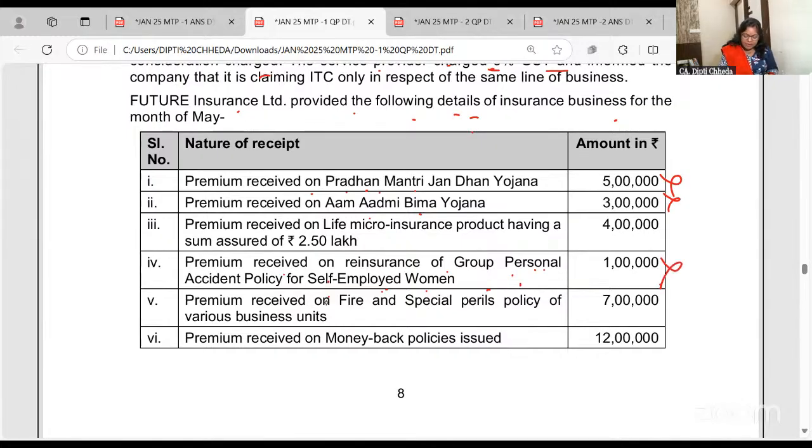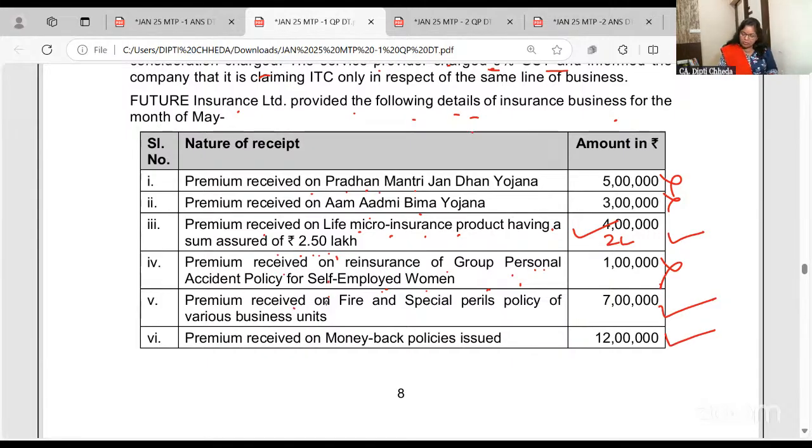Sorry, I missed one. Premium received on life micro insurance and have a sum assured of 2,50,000. For life insurance, there's an exemption of 2 lakh and the remaining will become taxable. Now, this is there as a last para. Premium received on fire and all, very well taxable. Money back policy, very well taxable.